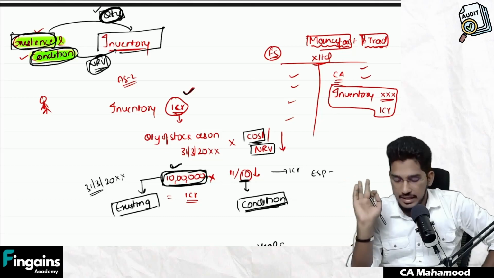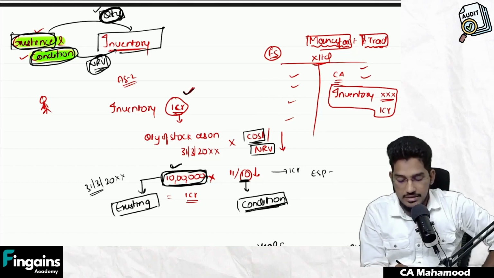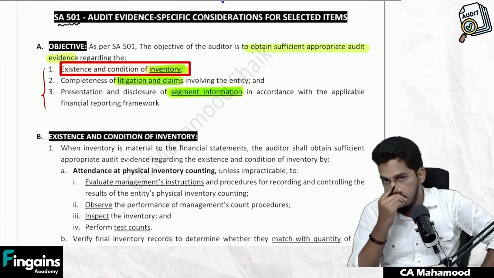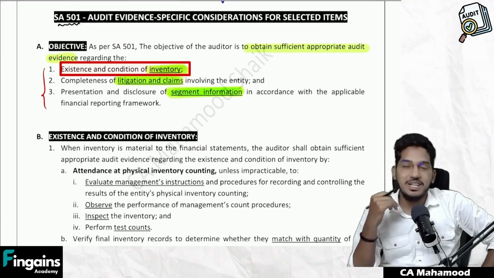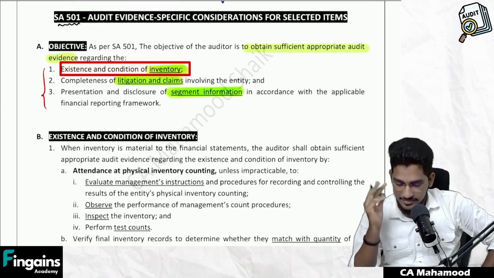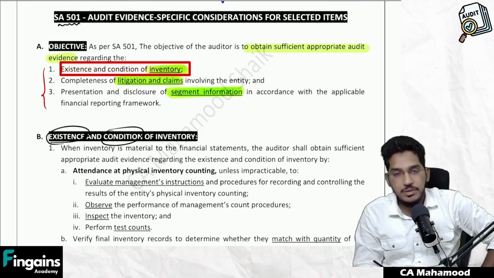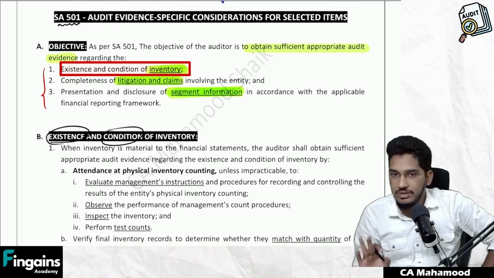Hope everybody got clarity. So one thing we have understood, the title we have understood, that we need to obtain audit evidence regarding existence and condition of inventory. But the question is, sir, how can we obtain evidence regarding existence and condition of inventory? That is the main part, no? See, I was just explaining what you mean by existence of inventory and what you mean by condition of inventory. I did not come to the main point yet.